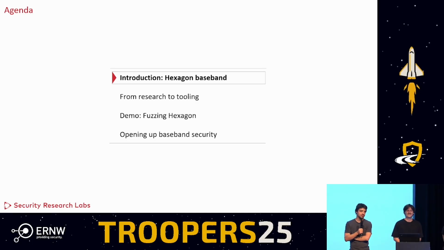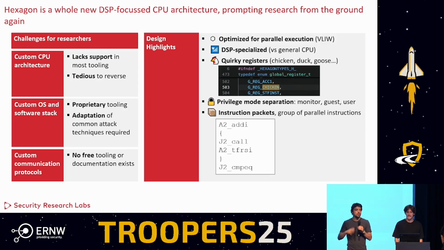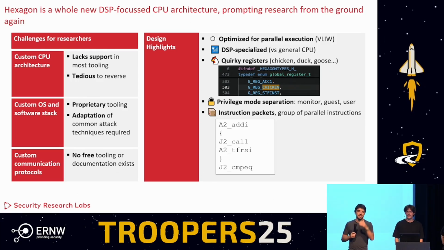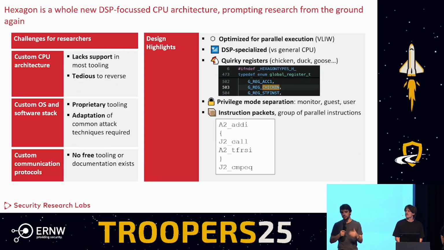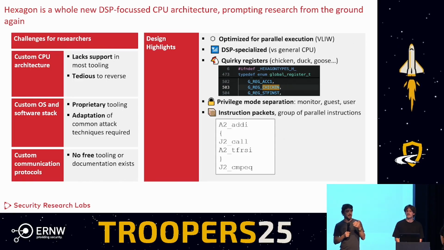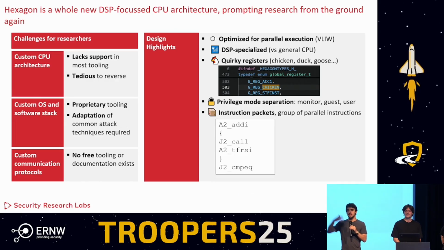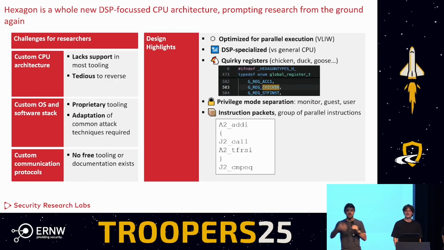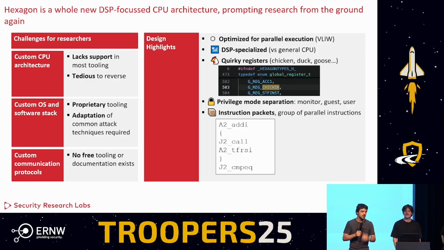So Hexagon itself is a whole new CPU architecture, so it's not something like ARM or x86 or RISC-V, something that you would already know. It has been created by Qualcomm, and it's specific to digital signal processors. So this is optimized to handle image processing, telco things like doing Fourier transformation and such.